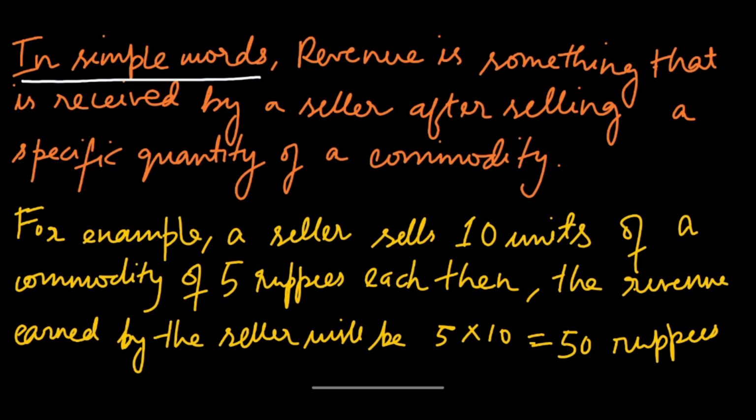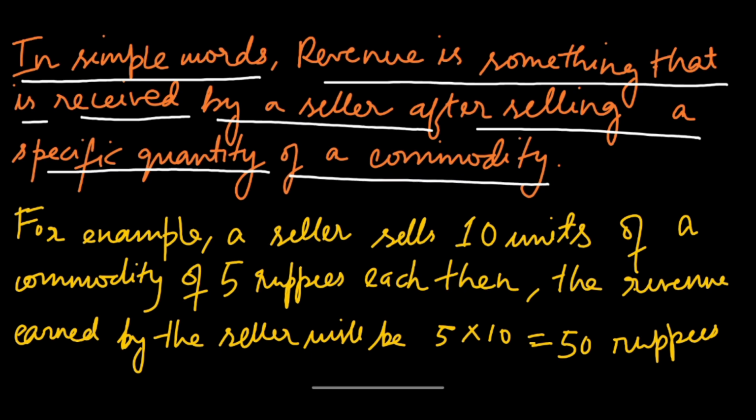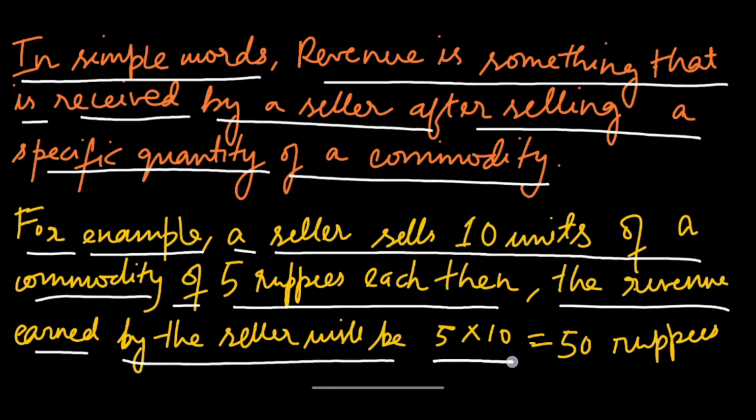In simple words, revenue is something that is received by a seller after selling a specific quantity of a commodity. For example, if a seller sells 10 units of a commodity at 5 rupees each, then the revenue earned by the seller will be 5 multiplied by 10, that gives us 50 rupees.